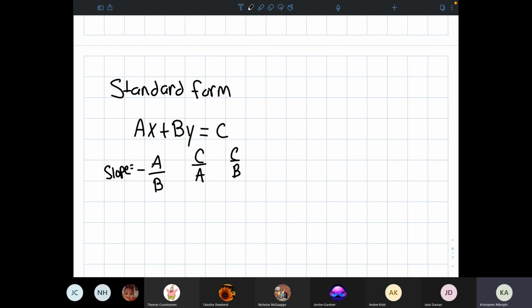For standard form, which is another way that they're going to want it to end up in, you have x on one side and y on the same side. Usually they're multiplied by something. If they're not, it's not a problem. They're going to end up the same way no matter what.